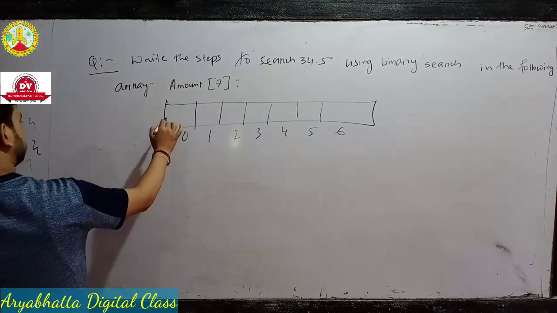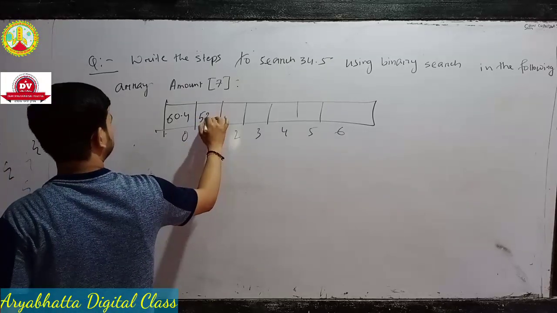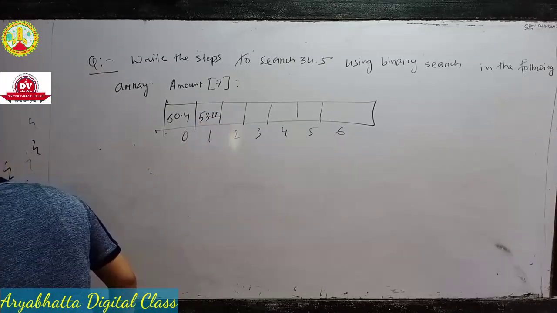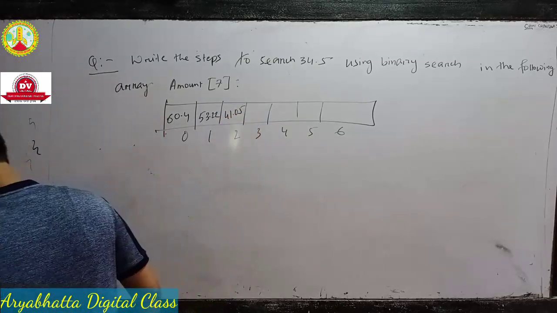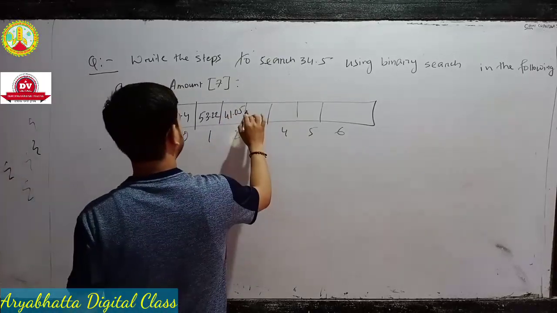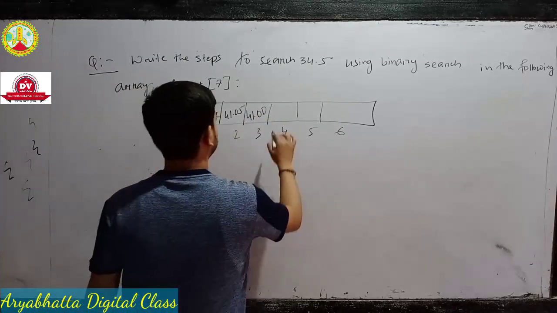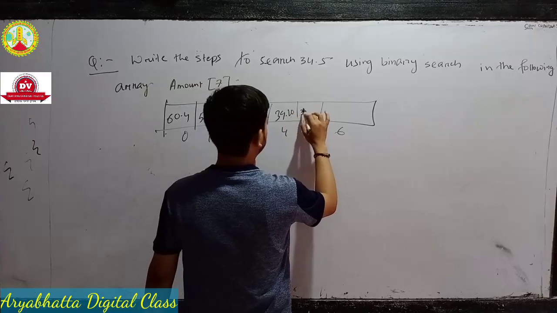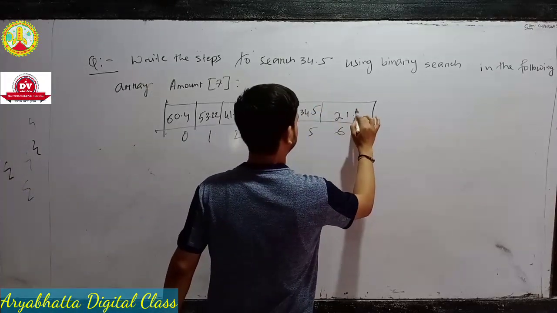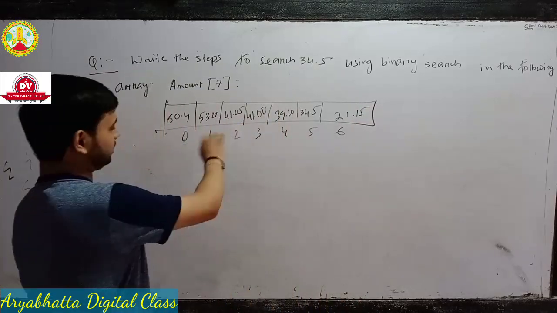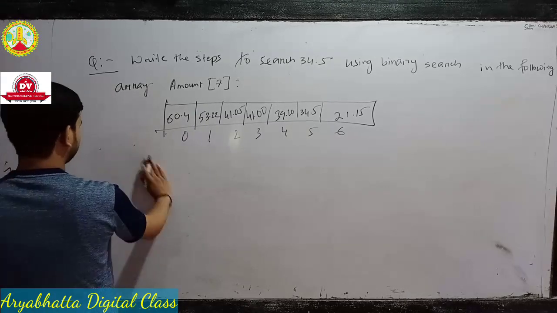60.4, 53.22, 41.05, 41.00, all are floating point, right? 39.20, 34.5 and 21.15. You see, this is sorted in descending order, means in here the formula will be somewhat different.